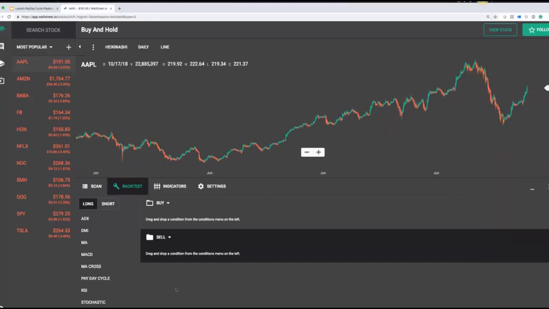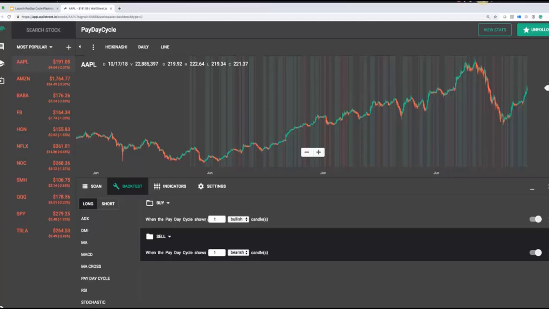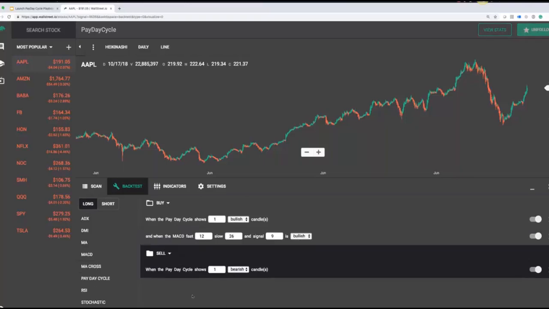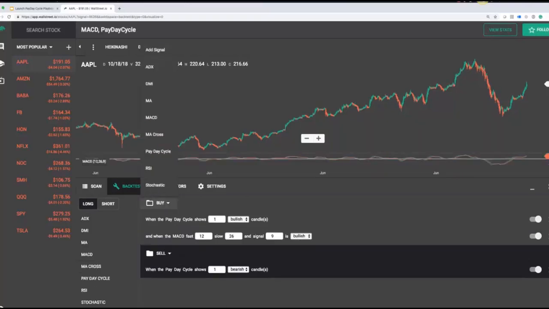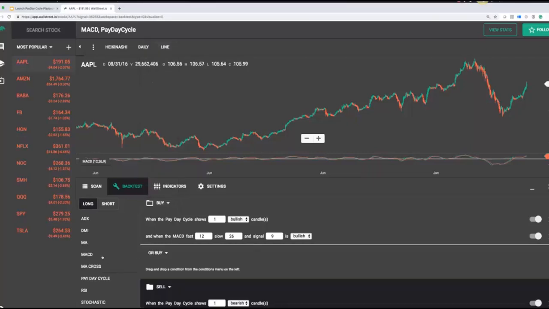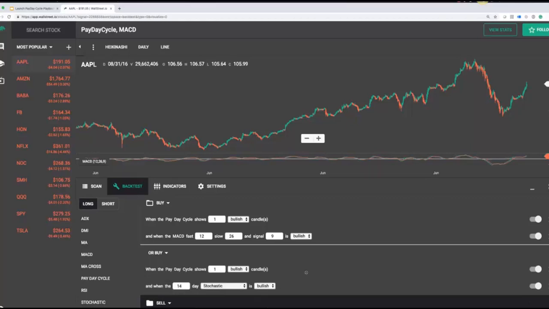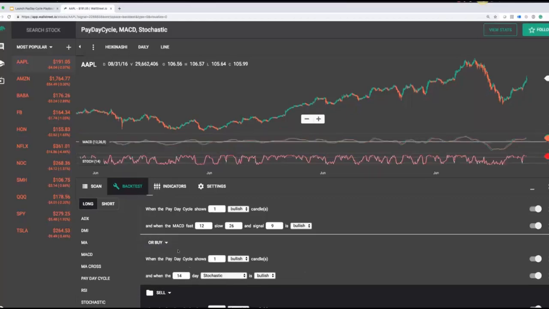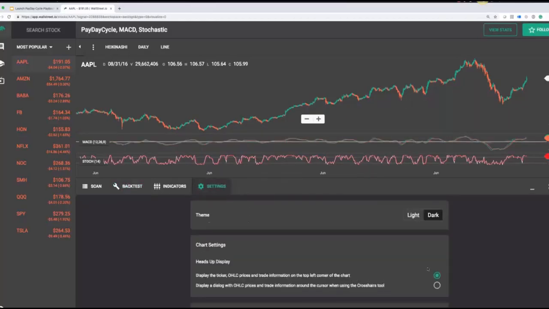Okay, we've got just one more minute here, but here's the way this works: it's a back tester that's drag and drop. So I could say, I want to test buying when the payday cycle starts, but only when the MACD is also starting. And I also want to test buying when the payday cycle starts, but only when the stochastics is also confirming it. Do you see now I have two buy conditions I'm testing here? Let's go ahead and clear this out.